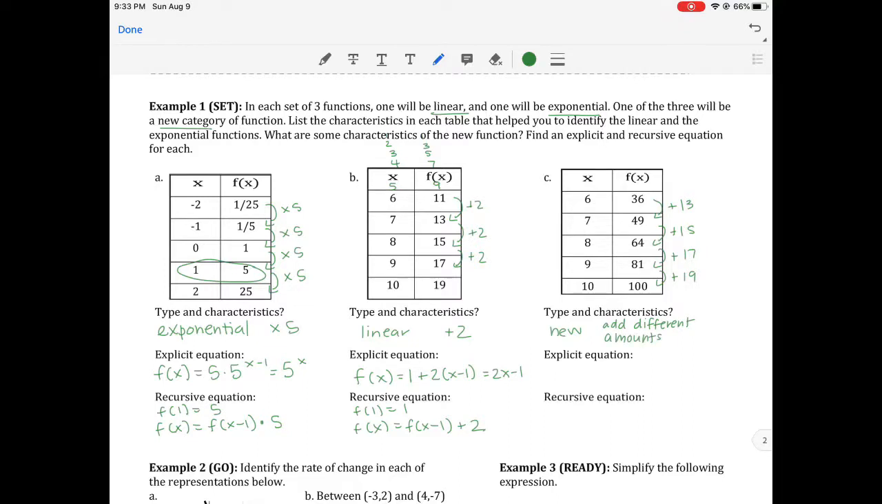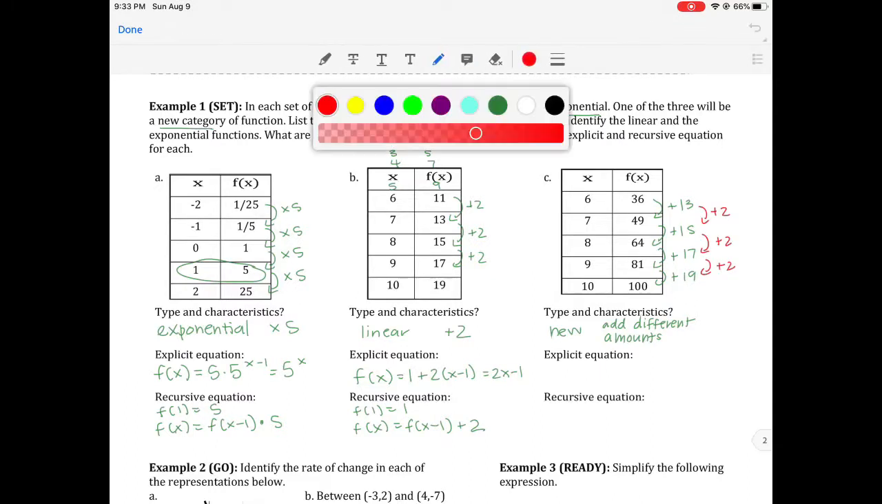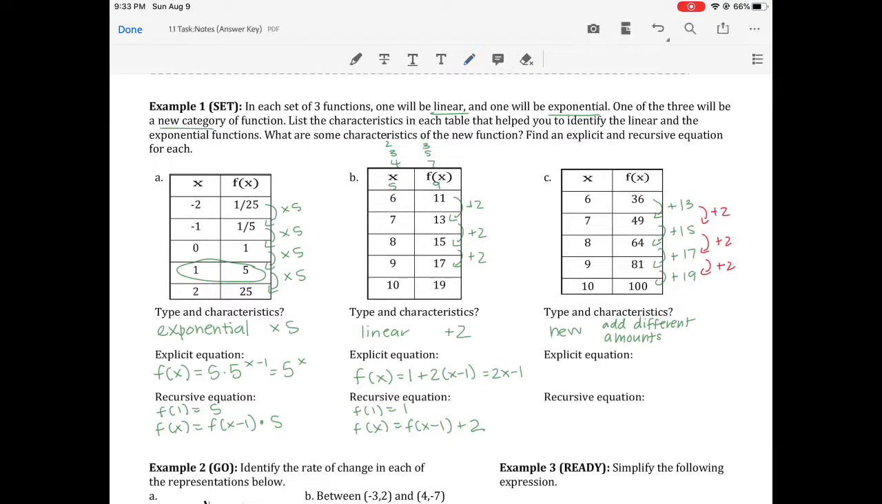And the thing I want you to start recognizing is that second difference, right? If I look at here, we're adding 2 each time. That's going to be a key characteristic, right? This second difference here, what we just found. That common second difference. So I'm going to put it here as well. The common second difference.